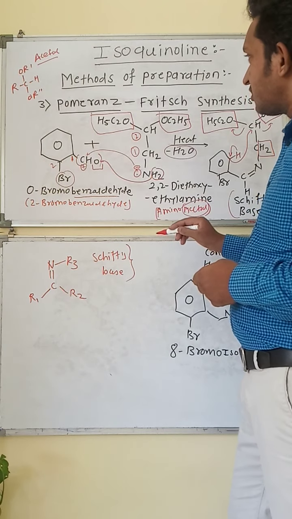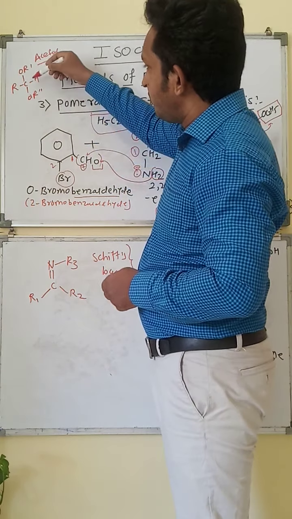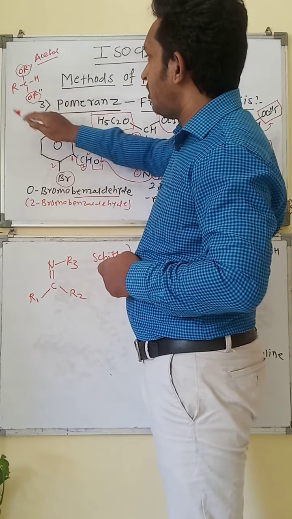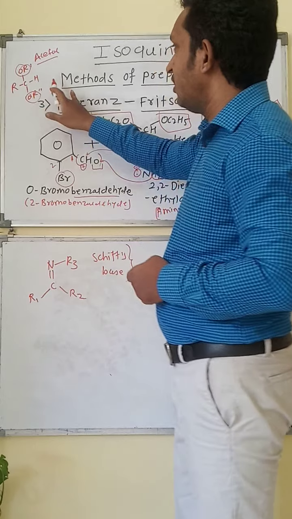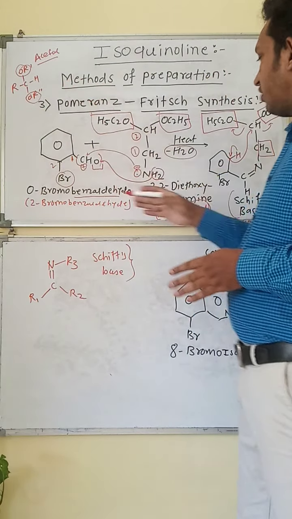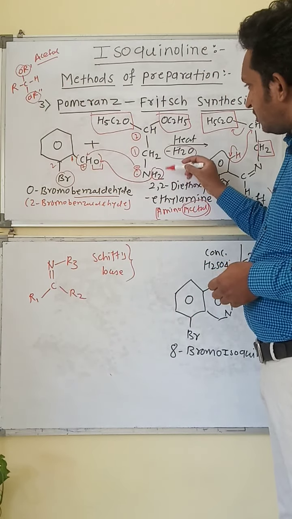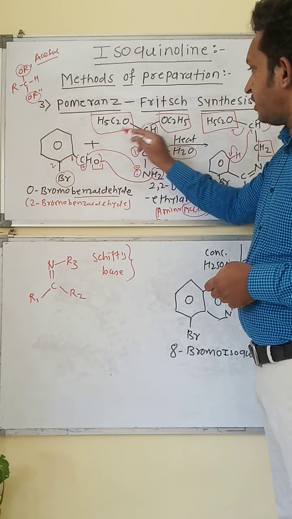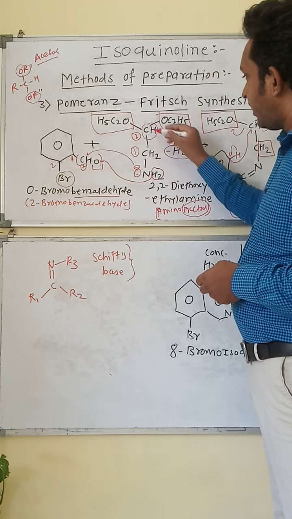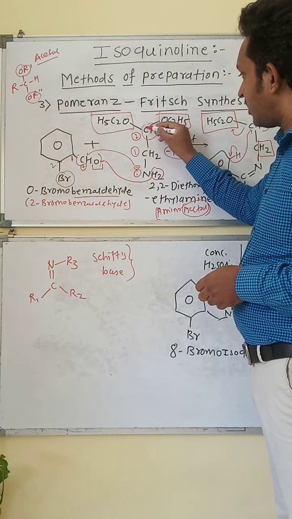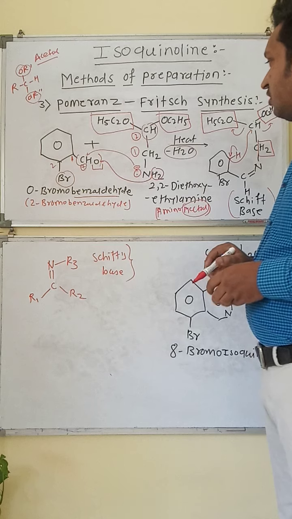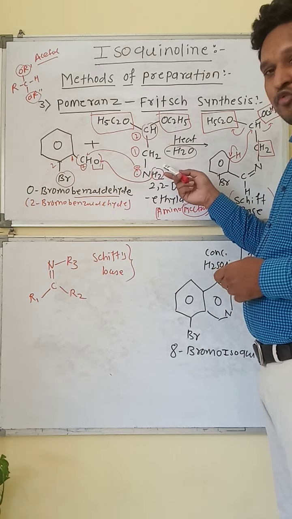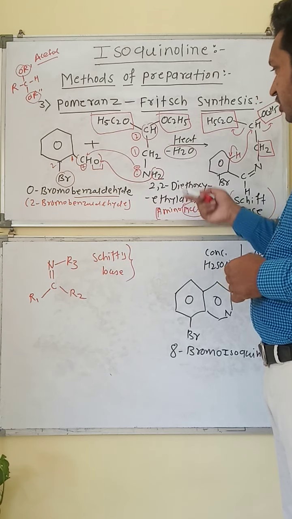Acetal means there is a carbon with two alkoxy groups attached on the same carbon atom, along with the alkyl group as well as the hydrogen. Look at this structure: this carbon is attached to an ethoxy group and a second ethoxy group, and hydrogen is also attached, and this carbon is attached to an alkyl group. So it is called an acetal. This acetal group attached to an amino group is called amino acetal.